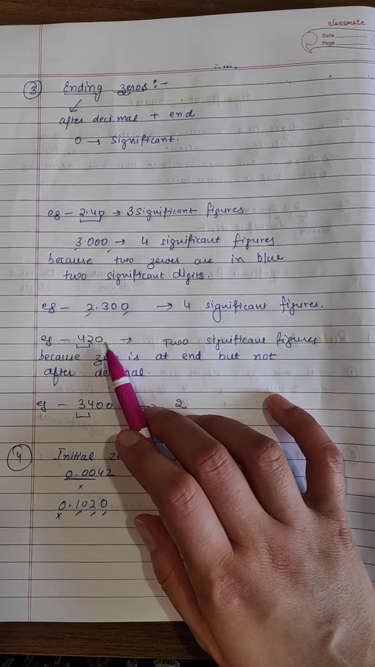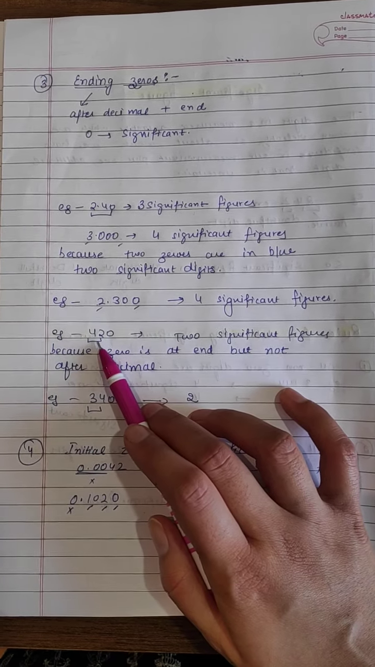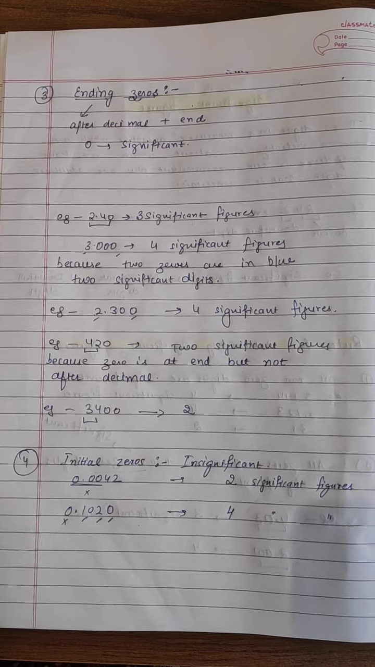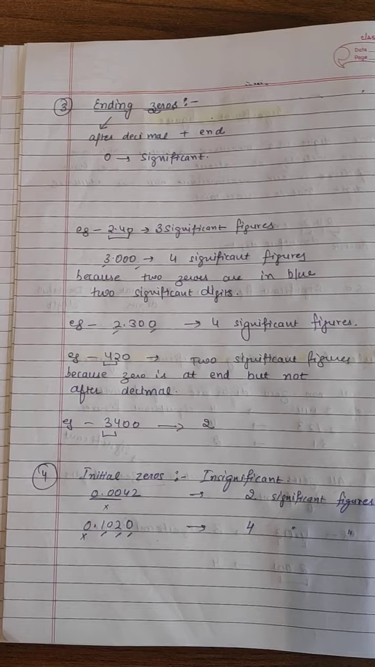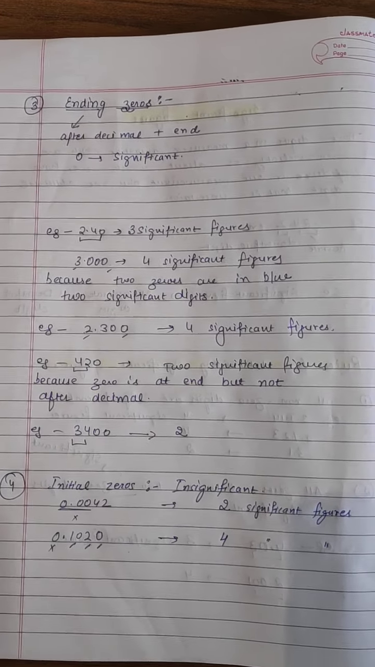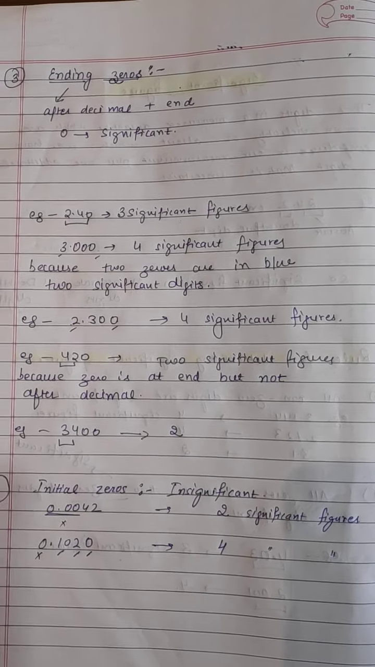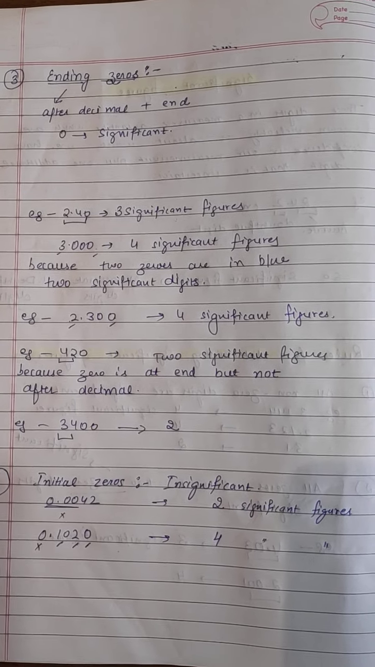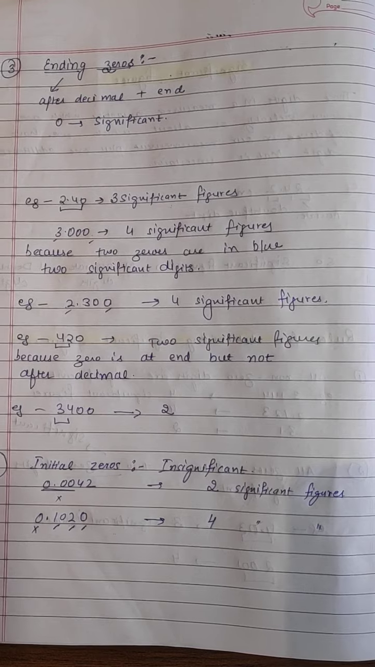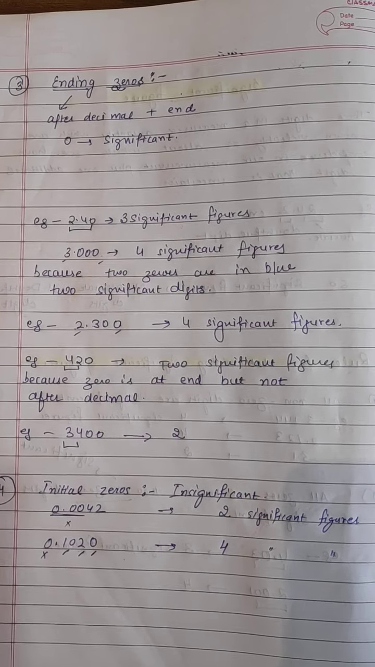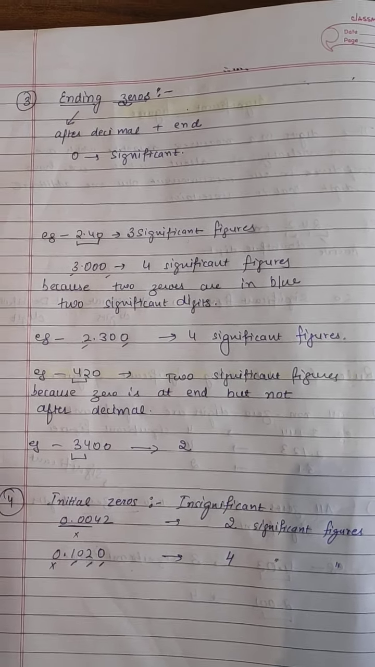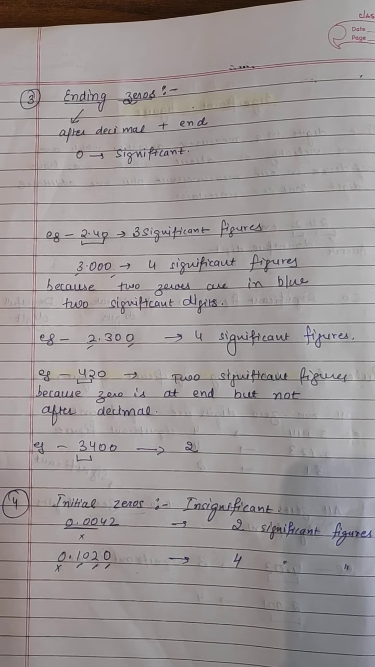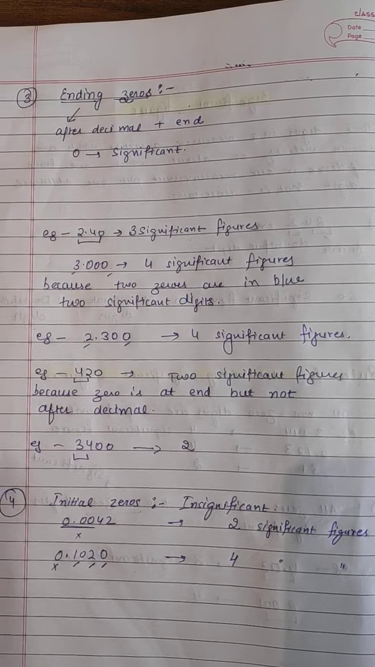Next example, this is 420. Now how many significant figures are there? Here we have only 2 significant figures. 0 will not be considered significant here. What is the reason behind this? 0 is coming at the end, but the second condition is not fulfilled. It is not after the decimal point, so we will consider only 2 significant figures. Similarly, in the next example, 3400, here again we have 2 significant figures.